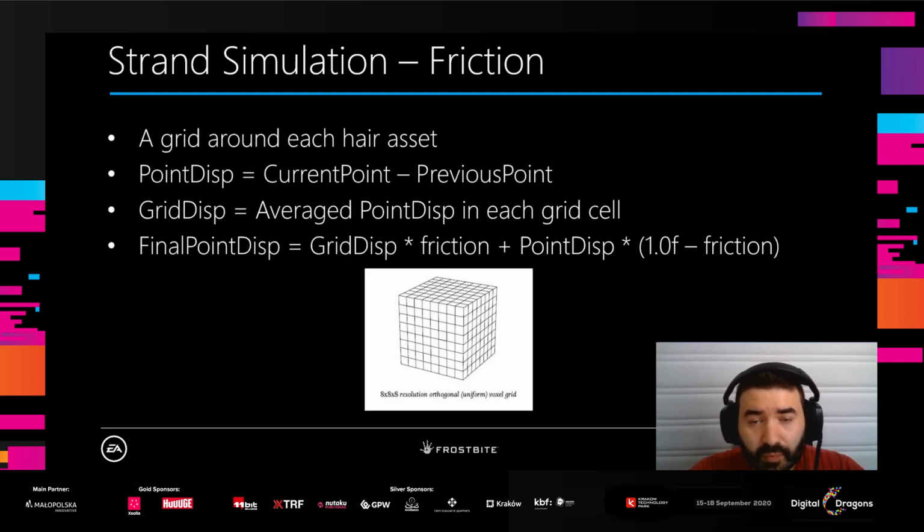An important driver of hair behavior in real life is friction. However, modeling friction between each simulated strand is too costly for runtime computations. Instead, we use a grid-based approach, where the idea is basically to average the displacement of the points in each cell to get a displacement per cell. Then, the friction parameter of the assets will be used to determine per point how much of the ballistic motion of the point and how much of the grid displacement will be used to compute the point's final position.